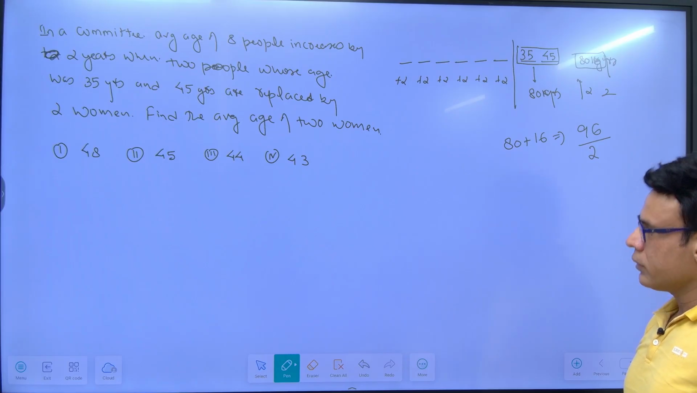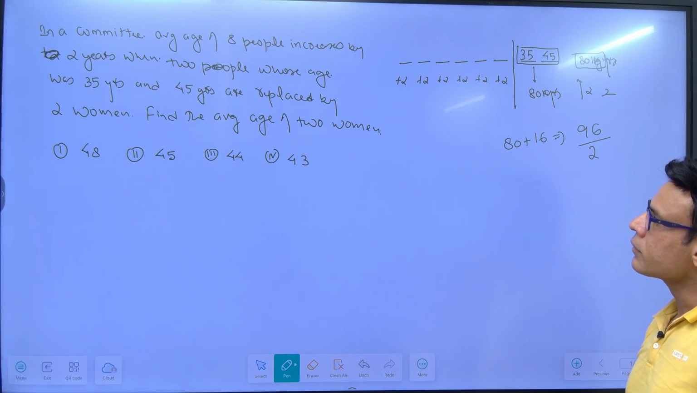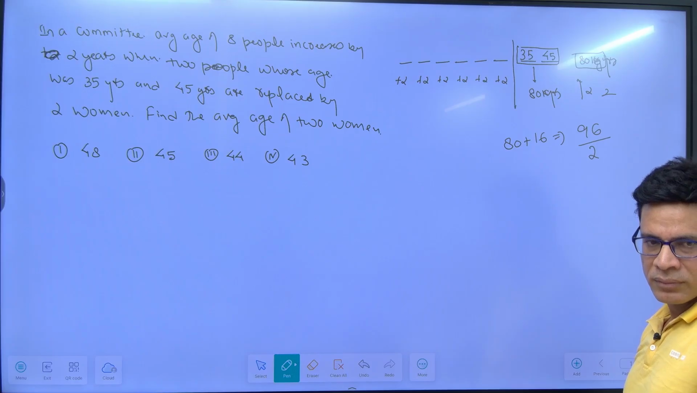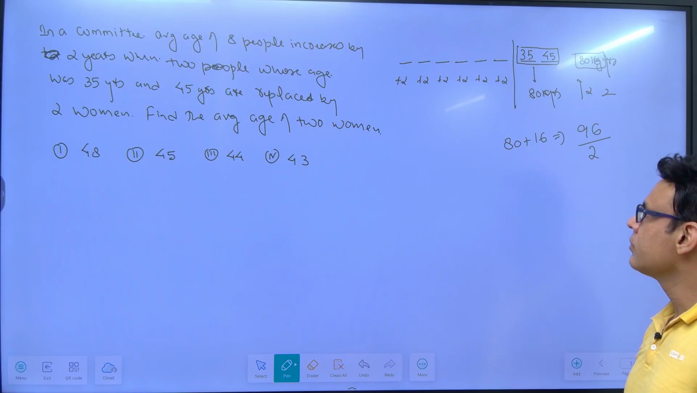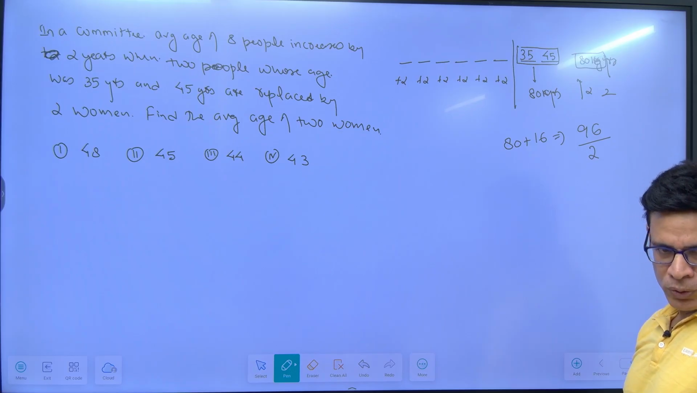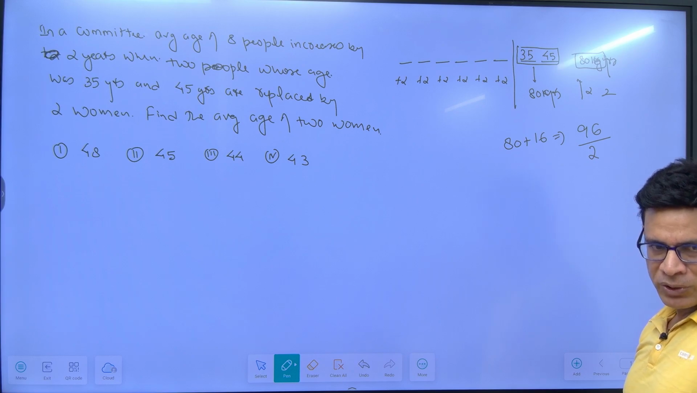So the average age is increasing by 2. So we'll have to add only 2 to the 6 people. Summation: 35 plus 45 is 80. तो एवरेज 2 कब बढ़ता है? सबको दो से बढ़ाना पड़ेगा ना. Everyone has to be increased by 2. 16. Yeah. 96.